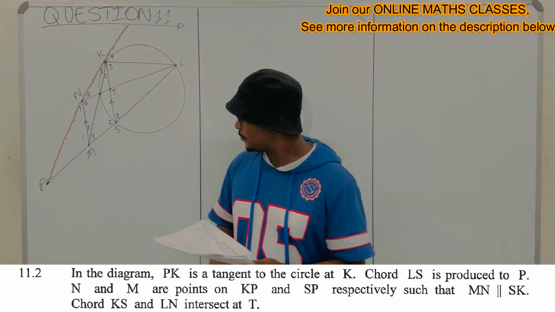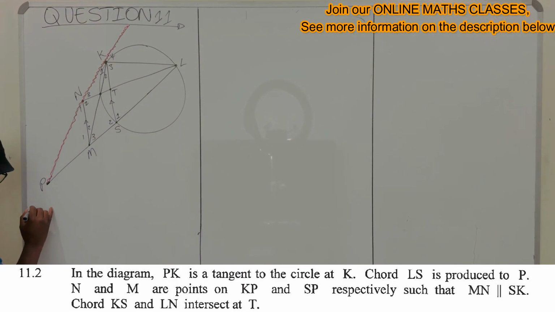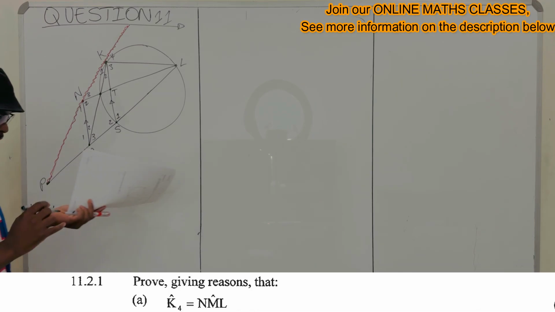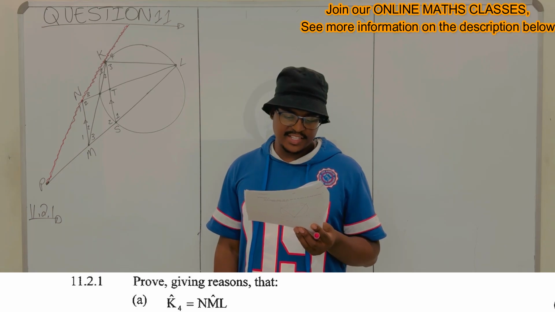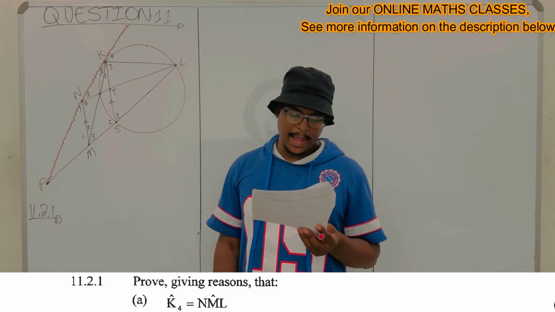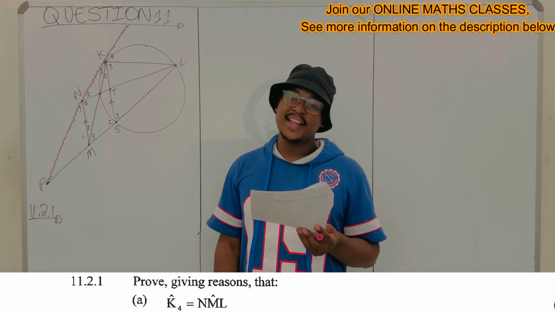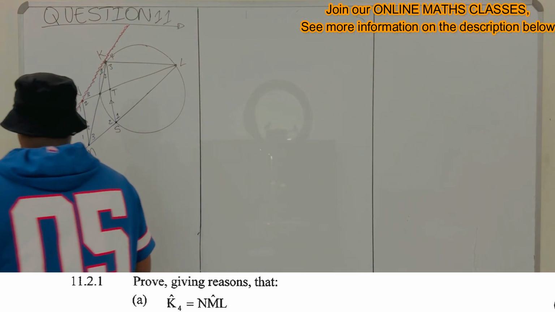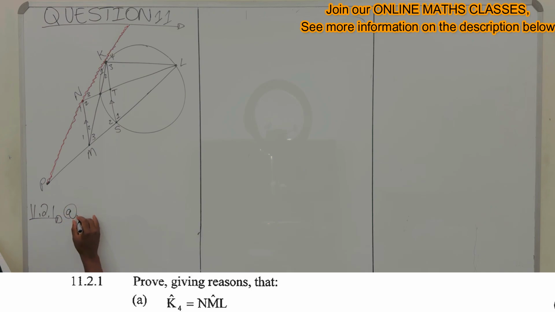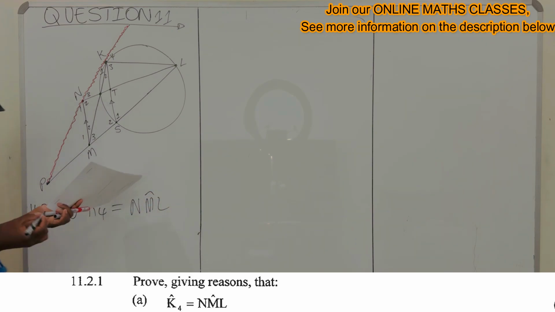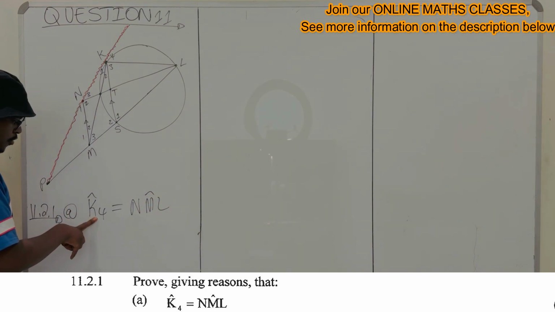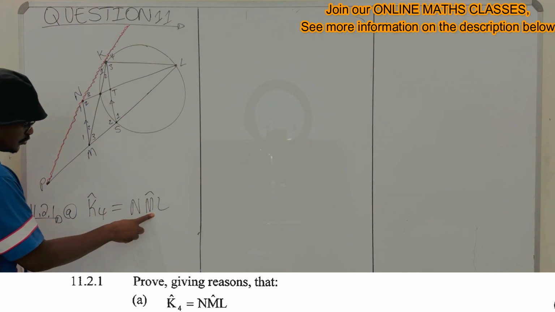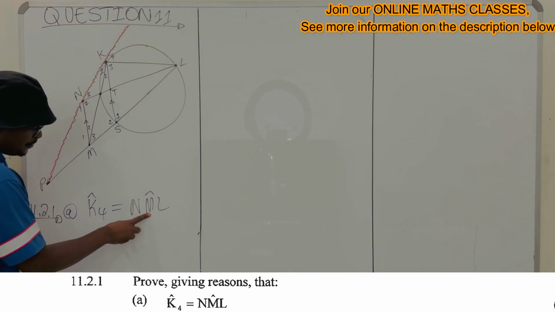Fine. Let's go to the first question, which is 11.2.1. What are they saying? At 11.2.1, they're saying prove, giving reasons, that angle K4 is equal to angle M, which is the angle formed by NM and ML. So they want us to show that K4 is equal to angle M. This angle M of yours is formed by NM and ML.